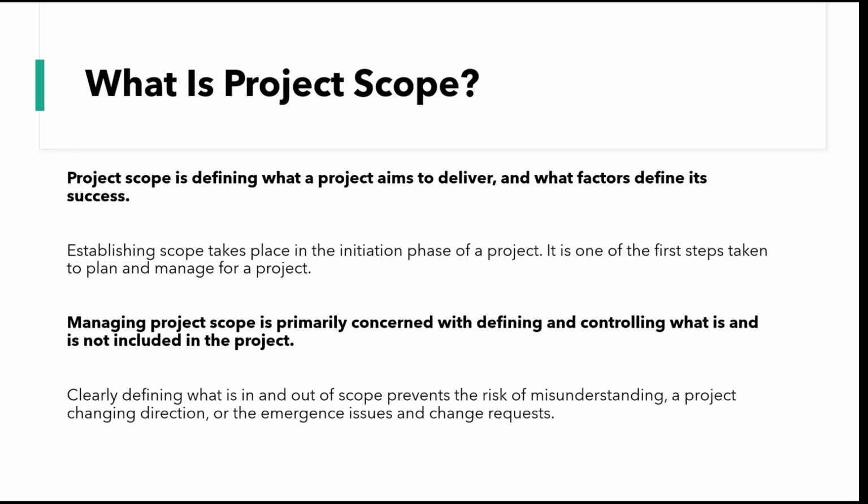So what is project scope? Well, project scope is defining what a project aims to deliver and what factors define its success. So establishing project scope typically takes place in the initiation phase of a project, and it's one of the first steps taken to plan and manage that project. And it's primarily concerned with defining and controlling what is and what is not included in a project.